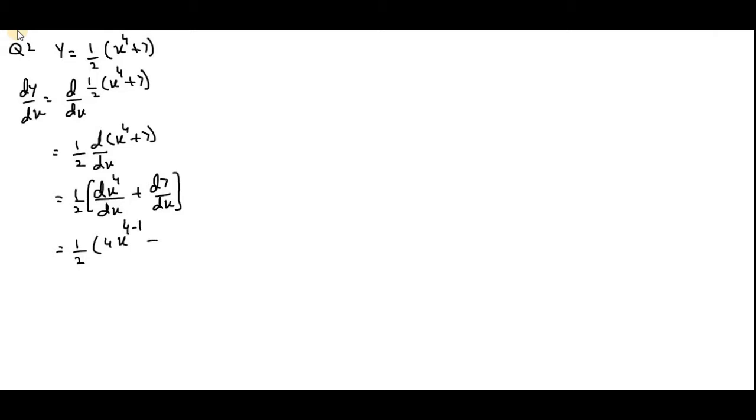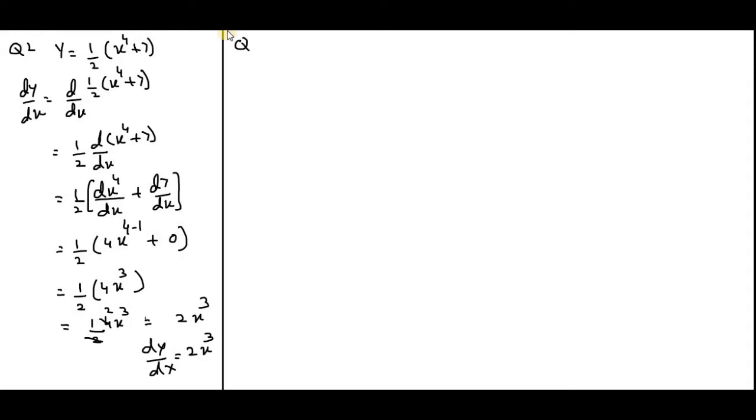1 over 2 times 4x raised to 4 minus 1 plus 0, because the derivative of constant is 0. So 1 over 2 times 4x raised to power 3, multiplying 1 by 2, and this will be cancelled as 2, so 2x power 3. Therefore dy by dx is equal to 2x power 3.